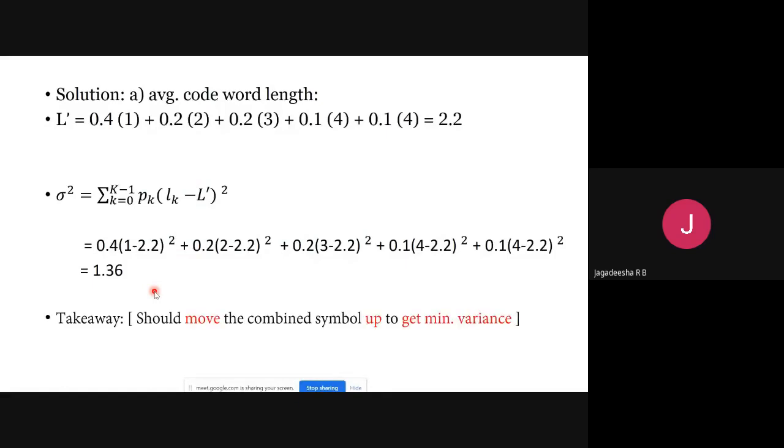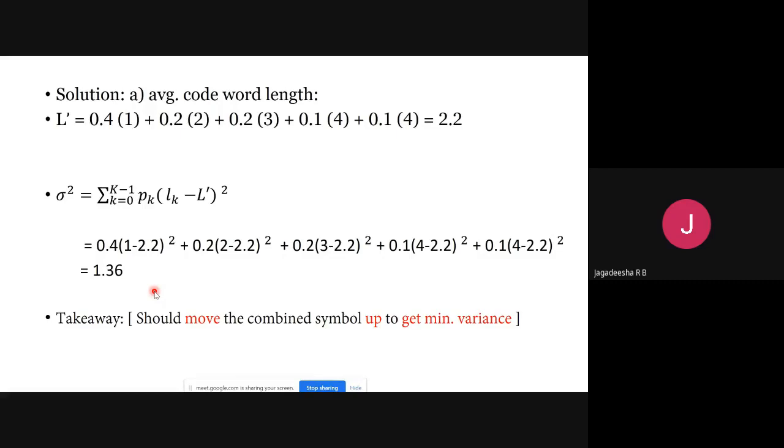Okay, so this is maybe the last slide. Or I have one more slide, one more minute to spend. Okay, the main takeaway from today's discussion is that we should move the combined symbol upwards to get a minimum variance. Minimum variance is better because that says less variation with respect to the average value when you generate a code word. So it is better to use the first way of solving the problem.